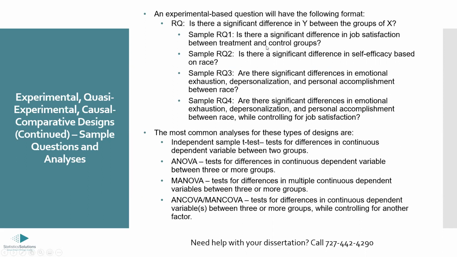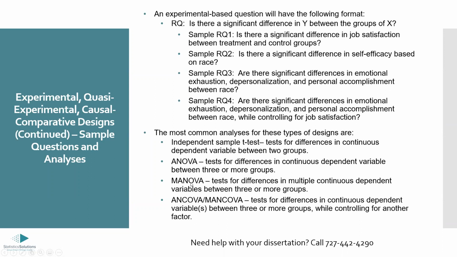So sample research question 1, we're looking at a difference in a variable between two groups, treatment and control. This is when you would use an independent sample t-test. It's used to test for differences in a continuous variable between two groups. And ANOVA, which is short for analysis of variance, is used when you're looking at differences in a continuous variable between 3 or more groups. So it's taking that idea of a t-test and just adding an extra group.